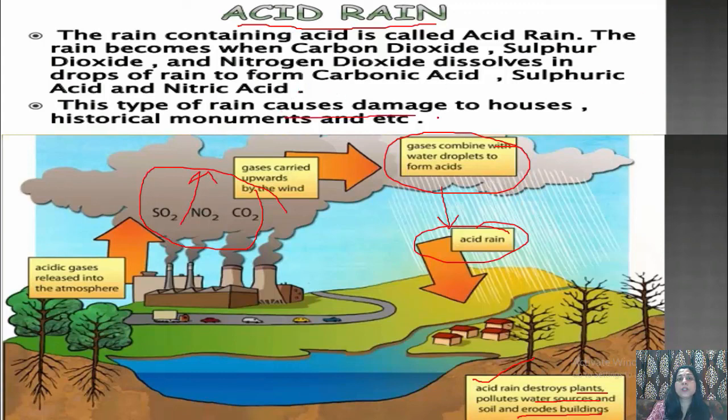This type of rain causes damage to houses, historical monuments, etc.